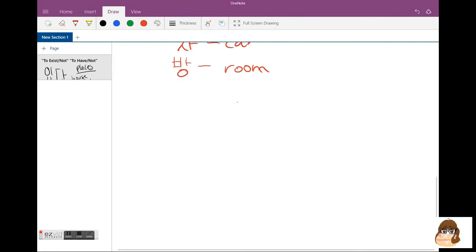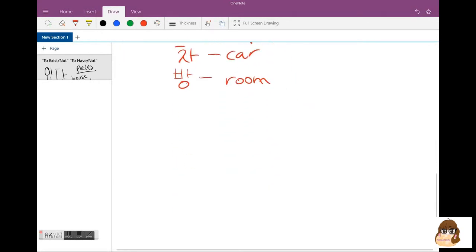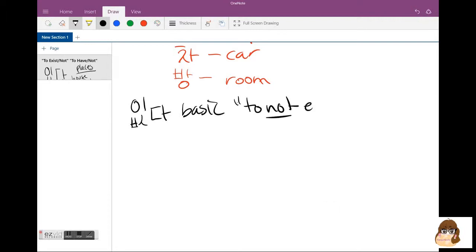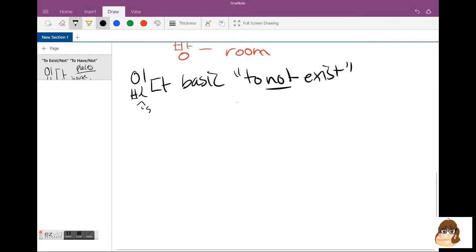But what if you want to say you're not at that place? If someone asks you, are you at the party? And then you have to say you're not at the party. Well, the other form to not be at is 없다. That's the basic form, like the other one, but it's to not exist. Again, this is kind of silent.